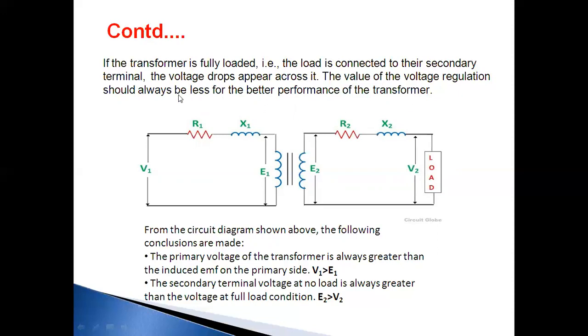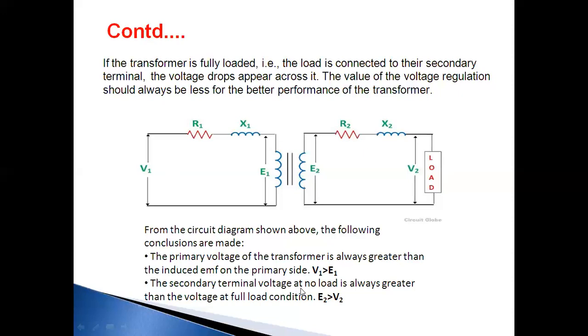The value of the voltage regulation should be less for the better performance of the transformer. For the circuit diagram shown above, the following conclusions are made. The primary voltage of the transformer V1 is always greater than the induced EMF of the primary side E1, because from V1 there is a drop, and we are finding the value of E1.